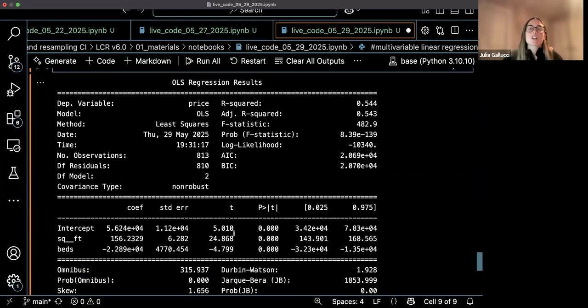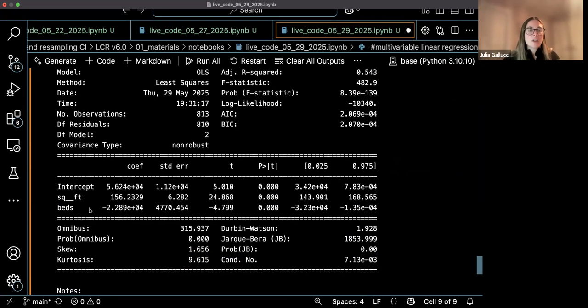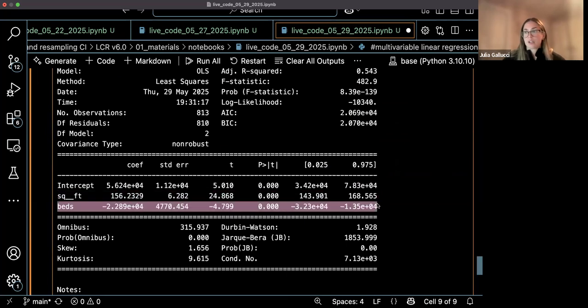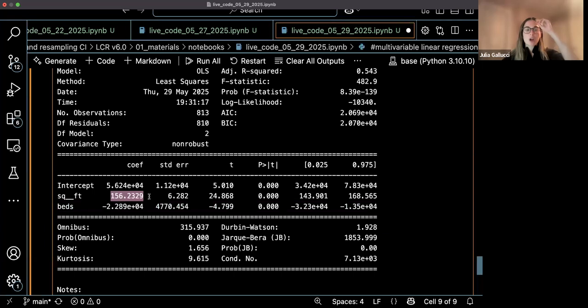Okay. So from our summary output, we can see that now we have square footage as the first predictor, and then we also have number of beds as the second predictor. So in terms of the coefficient for square footage is 156.23, and this means that for every additional square foot, the price increases by approximately $156, holding the number of bedrooms constant. And this means that if we were to compare two houses with the same number of beds, the one with higher square footage would be valued more, basically.